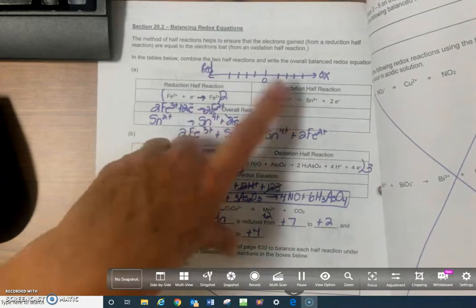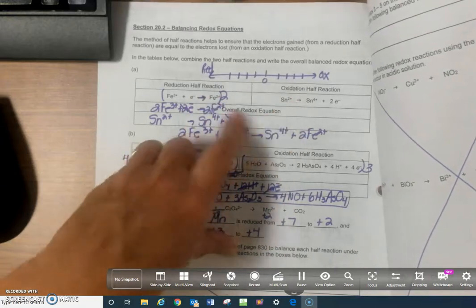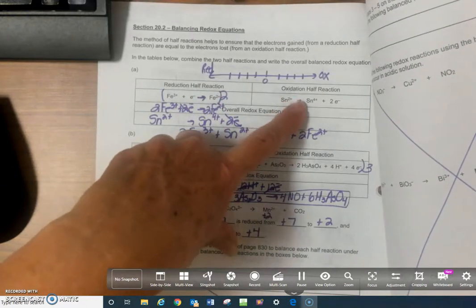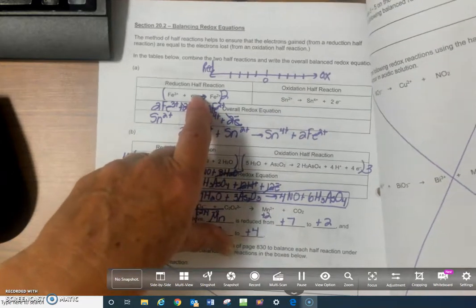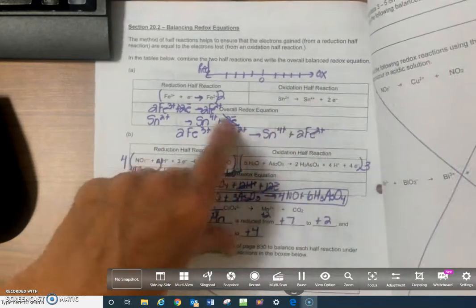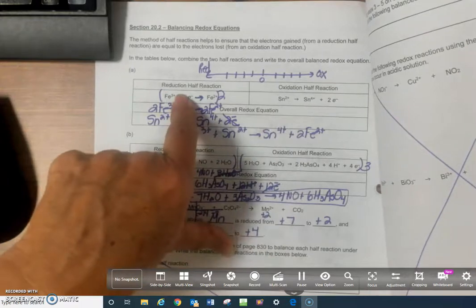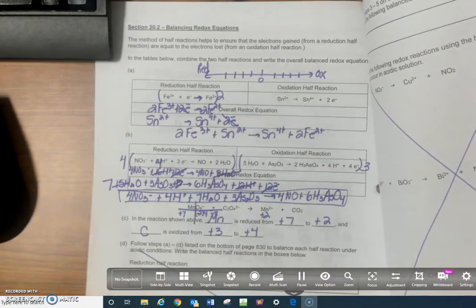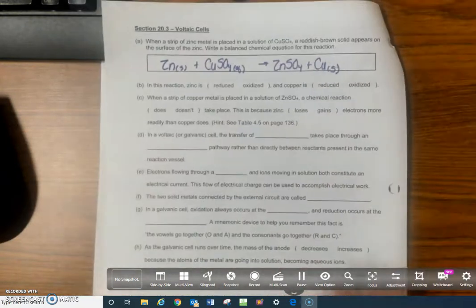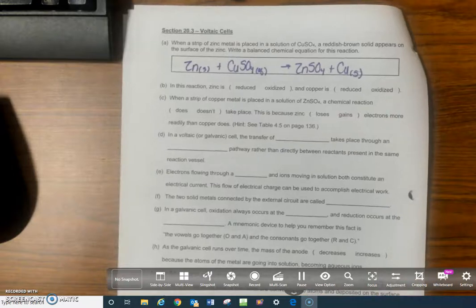This might start to make you think of a battery, and you would be right. So we transfer electrons from one metal, the other metal receives them, and that flow of electrons occurs in a wire. We're going to study these cells in a little bit. But first, let's start with the very basics.